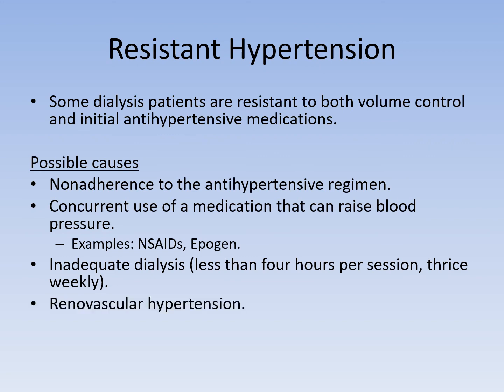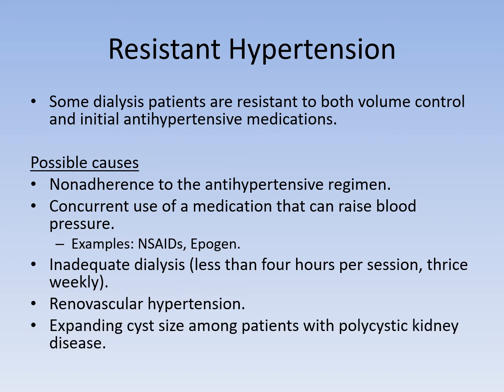There's something called renovascular hypertension. A lot of dialysis patients have significant vascular disease. And if you have a narrowing of the blood vessel that supplies the kidney, then the kidneys, even if they're only working at 5%, can produce hormones that will raise blood pressure in an effort to try to deliver more blood supply to the kidneys. And we have a bunch of patients with polycystic kidney disease. It's thought that the expanding cyst can sometimes compress blood vessels within the kidney. That also can trigger the release of hormones that raise blood pressure.